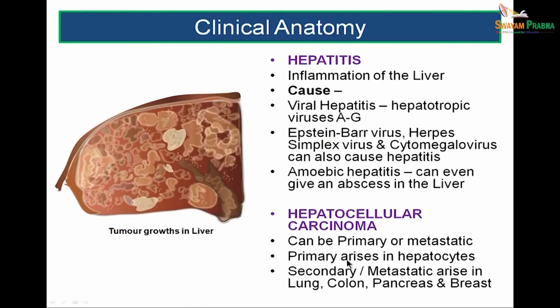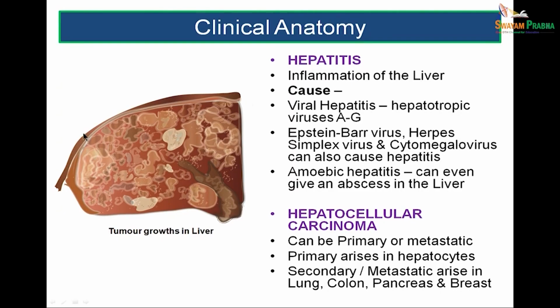Let's talk about some of the clinical anatomy of the liver, gallbladder and pancreas histologically. Liver can undergo many diseases. The first and very common one is hepatitis. Hepatitis is nothing but an inflammation of the liver caused by viruses A to G, or the Epstein-Barr virus, herpes simplex virus, cytomegalovirus. Even amoeba can cause hepatitis and give abscesses in the liver.